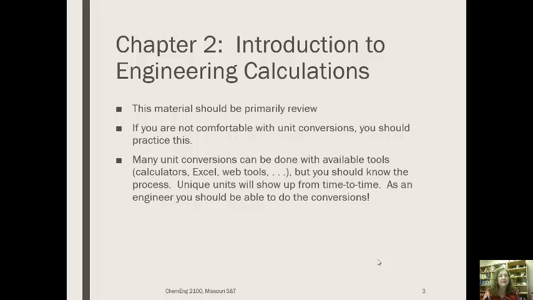Now, one of the misconceptions people have is that there are tools that can do this, so why should they learn? Right? Your calculator might do it. I know Excel does it. There are numerous web tools that do unit conversions, and I use all of those. But you need to know the process. There are times when unique units show up, and as an engineer, you ought to be able to do these conversions on your own.